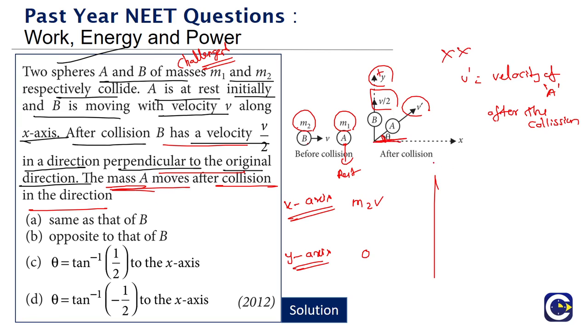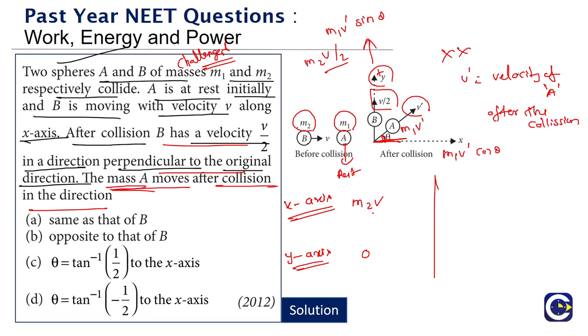Now look at this. The momentum of A after collision will be m1 into v dash. We can take the components of this. The component along the positive x-axis will be m1 into v dash into cos theta. Along the positive y-axis, it is m1 into v dash into sin theta. What is the momentum of B after the collision? It is m2 into v by 2, that is also along the positive y-axis.